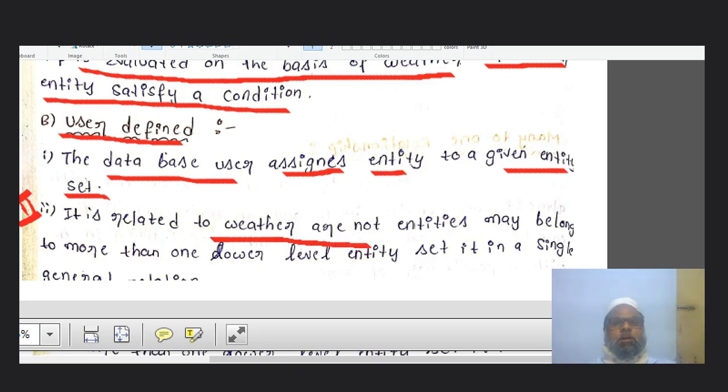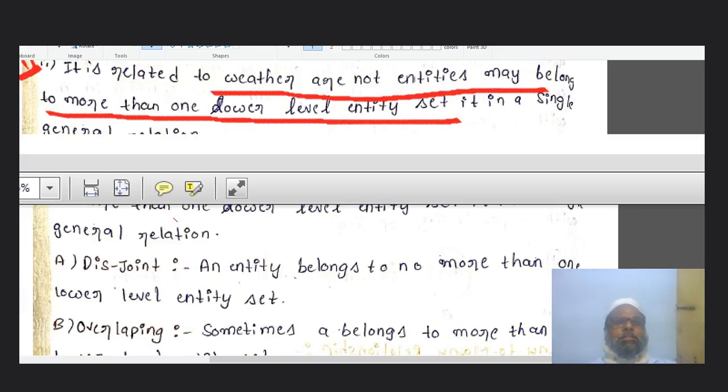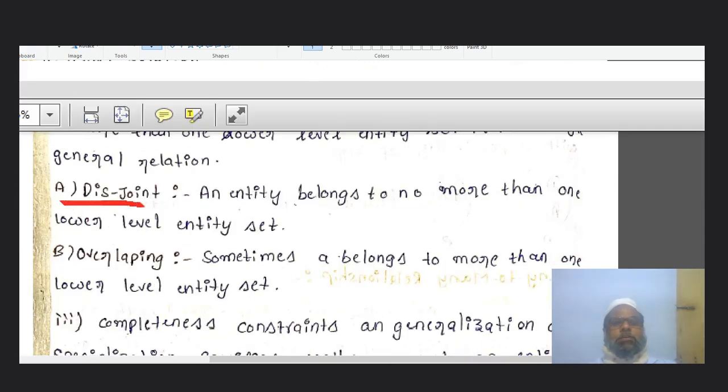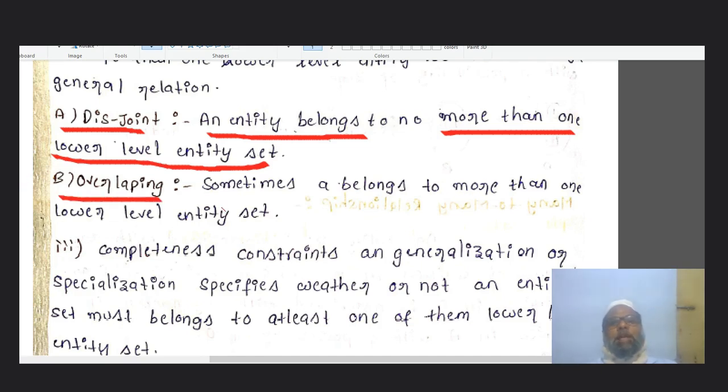Type 2 is related to whether or not entities may belong to more than one lower level entity set within a single generalization or specialization. It is classified into two types: disjoint and overlapping. Disjoint means an entity may belong to no more than one lower level entity set, that is, it is related to only one lower level entity set. Overlapping means an entity may be related to more than one lower level entity set.